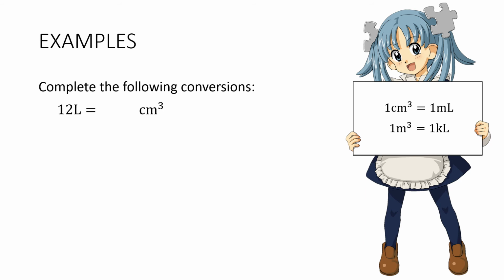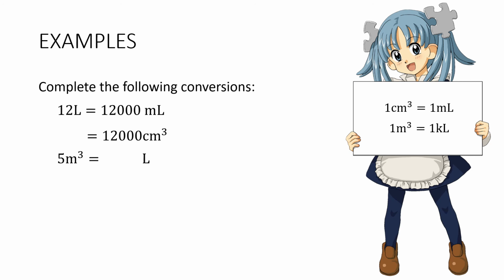Here's a couple more conversions, but they require 2 steps. 12 litres into centimetres cubed. So let's think about the conversion that we know. We know 1 centimetre cubed is 1 milliliter. So firstly we're going to have to convert litres into milliliters. So I'm going to multiply by 1,000. Now I can convert into centimetres cubed. So it's going to equal 12,000 centimetres cubed.